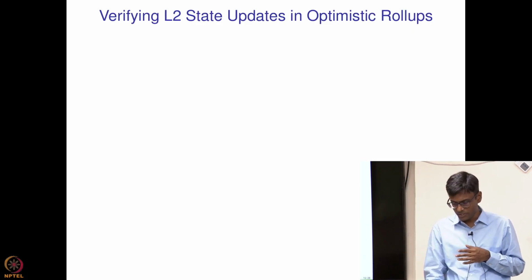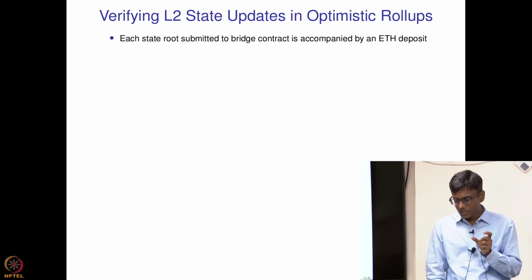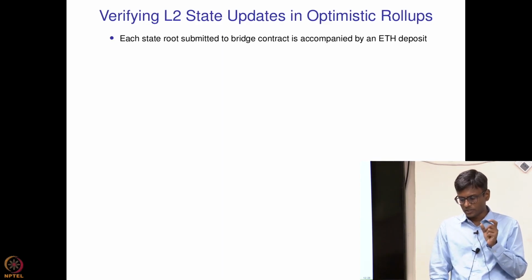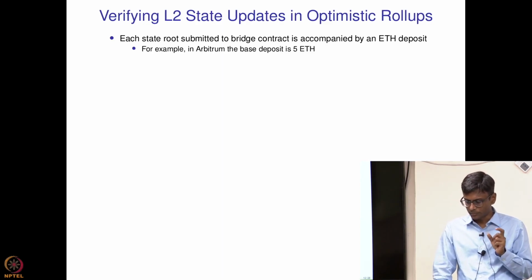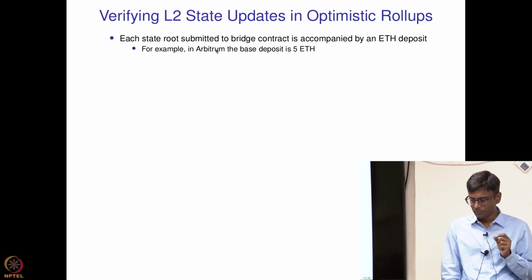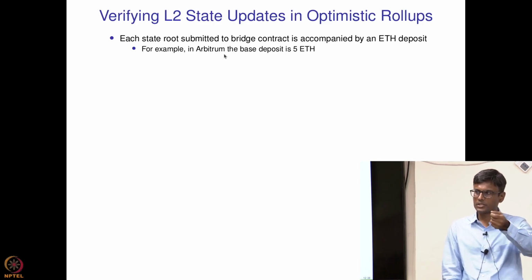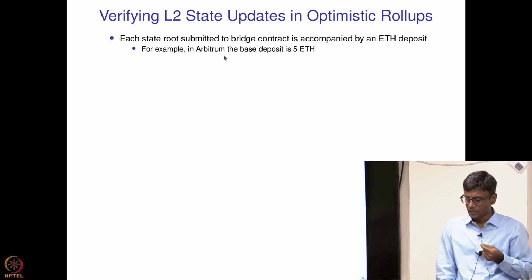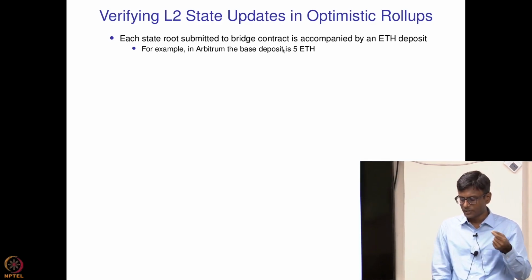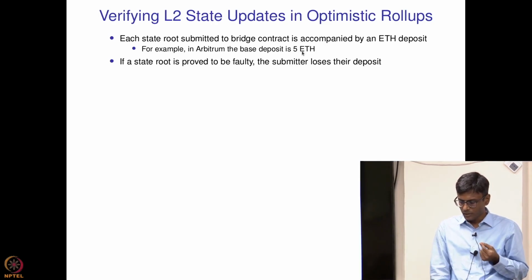root will be rejected. Each state root is accompanied by an ETH deposit. This is called the bond or the deposit or the stake. Some people call it a stake. For example, in Arbitrum, if I want to submit a new state root, I have to accompany it with a 5 Ether deposit, and 5 Ether now corresponds to around $6,000. If the state root is proved to be faulty, then the submitter of the state root will lose their deposit.